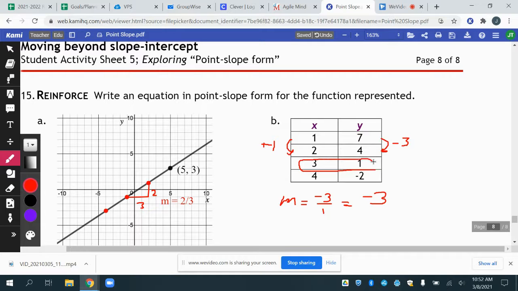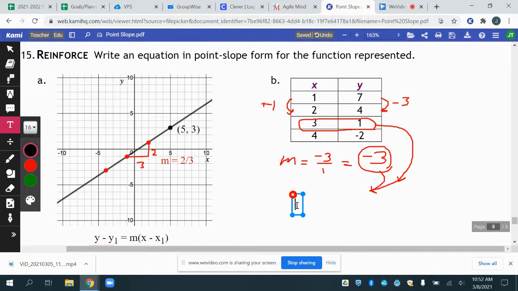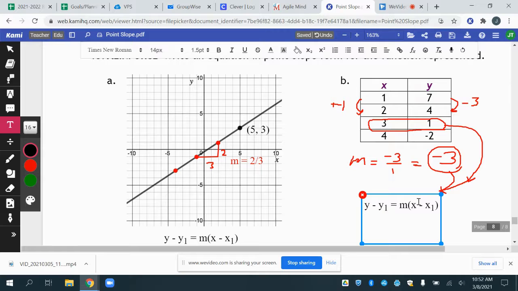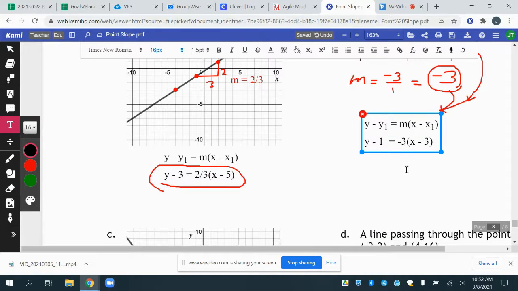Okay, and then we're going to pick one of these at random. It doesn't matter which point I pick. So I'm going to take this guy and this guy. I'm going to use them in my function. Okay. So I know that my slope is -3, and I'm going to make my x be 3 and my y be 1. So y minus 1 equals -3 times x minus 3. Boom, done. It is literally that simple.